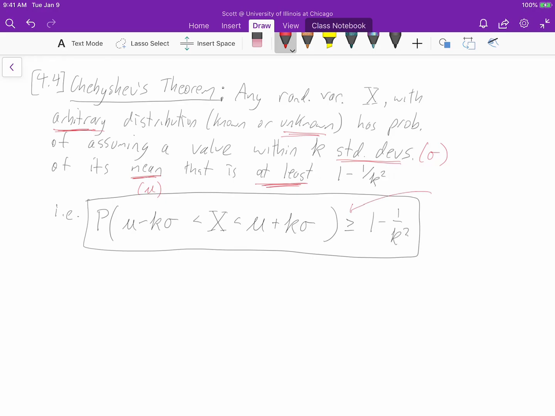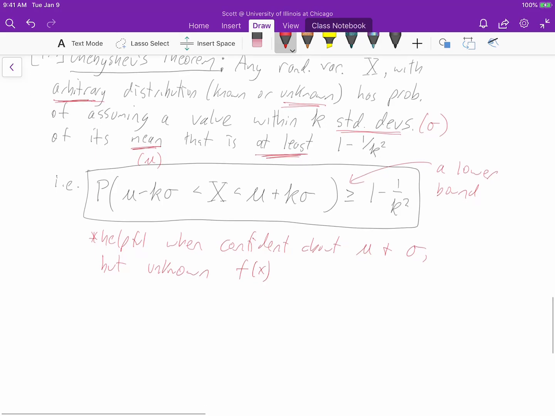So this inequality means a lower bound, not an actual probability and not an exact probability. And it's just helpful in reality when you are confident about the mean and standard deviation, but don't know, or aren't confident in assuming, a distribution all the way. Okay, so an unknown distribution f of x. And the reason it falls in here is that the proof is heavily reliant on the expected value operator.